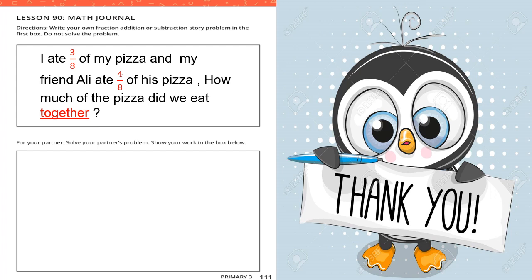Here we make circles or underlines on the first fraction, the second fraction, and the keyword, which is "together." Together means plus. So here we ate 3/8 plus 4/8. Here we have the same denominators, 8, so put 8 as it is and add up. 3 plus 4 equals 7. So the result will be 7/8.